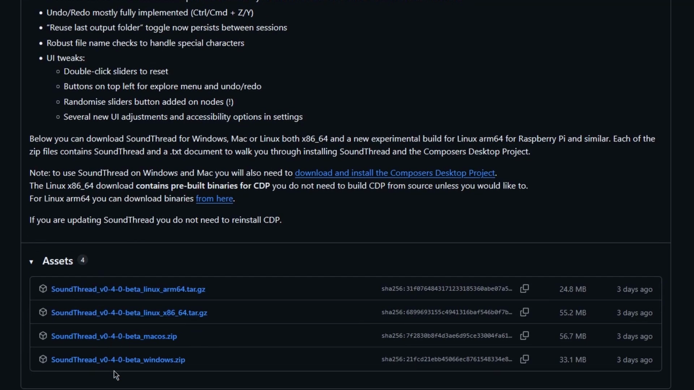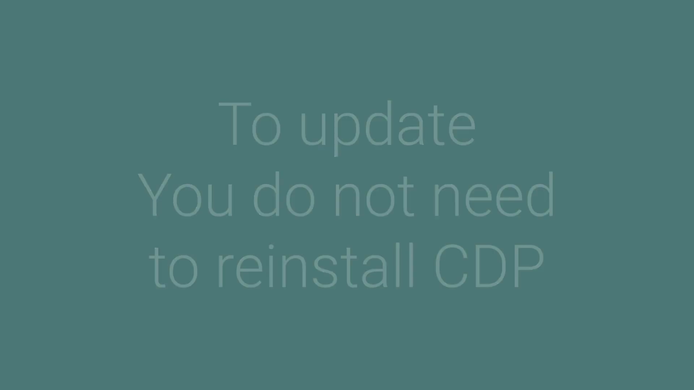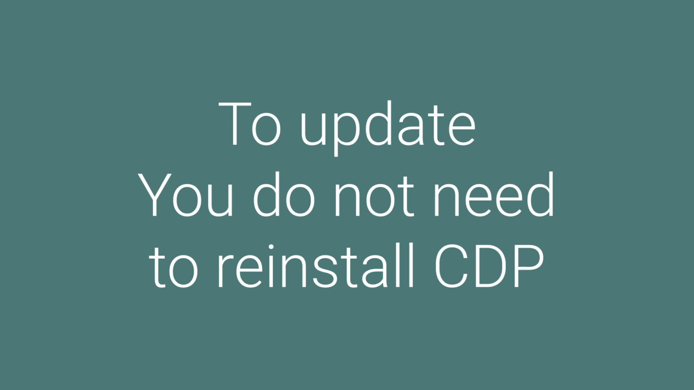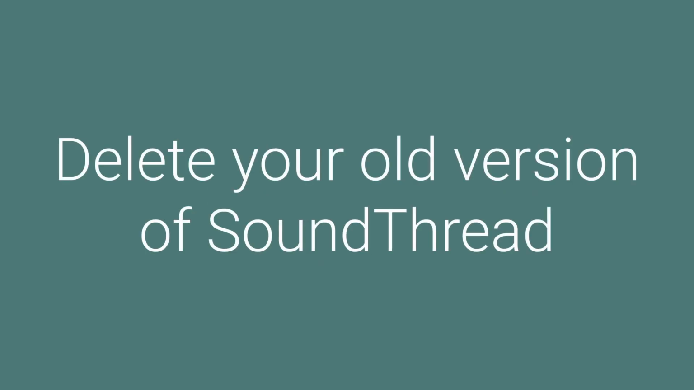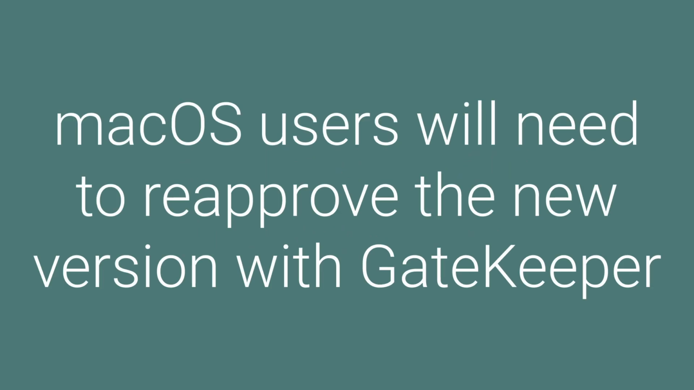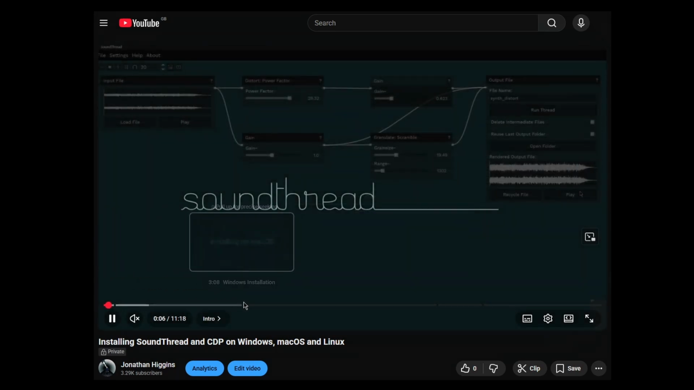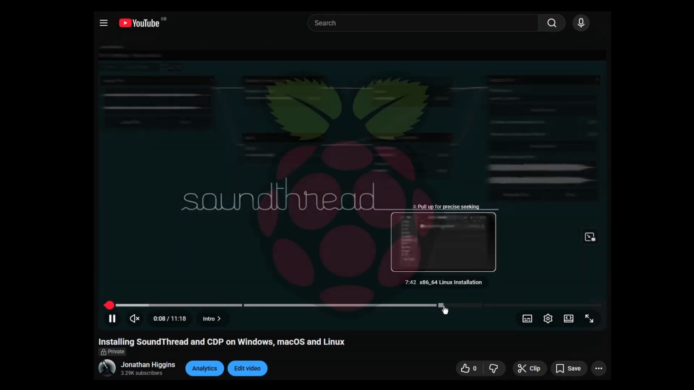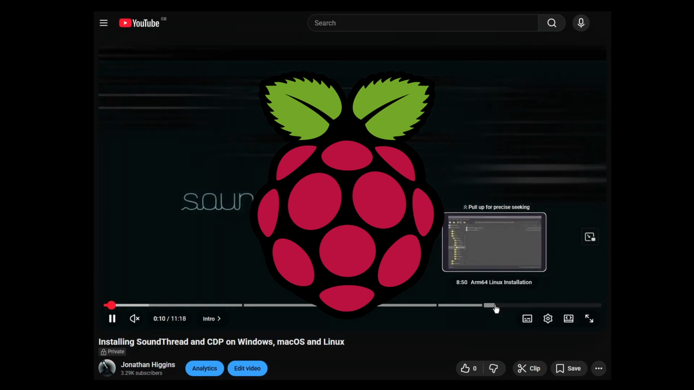If you're updating from a previous version, the process is nice and simple. You do not need to reinstall CDP. Just delete your old version of SoundThread and replace it with the new one you have downloaded. If you're on a Mac, you'll need to reapprove it to run through the system settings, and this is detailed in the install instructions. If you're installing for the first time, I've produced an updated install video, which you can find linked below, that walks through installing CDP and SoundThread on Windows, Mac, and Linux, including the new version for ARM64 Linux that can run on a Raspberry Pi.